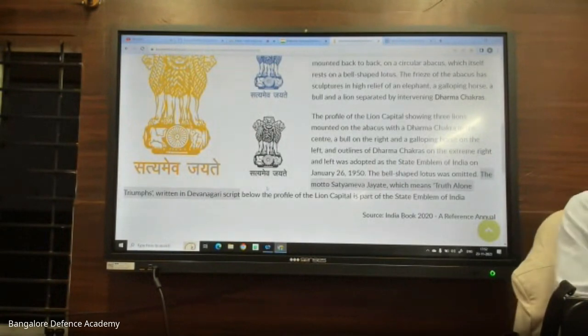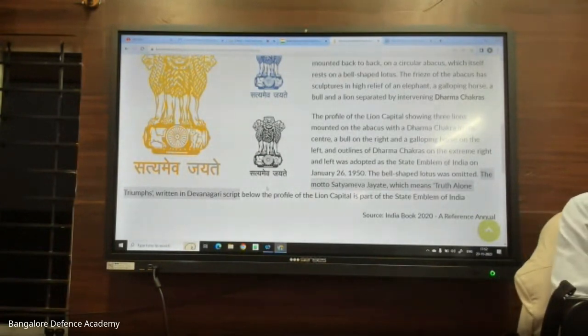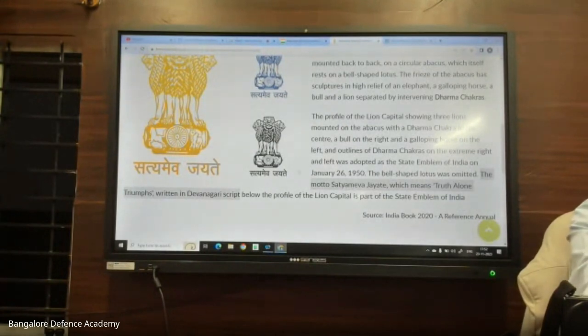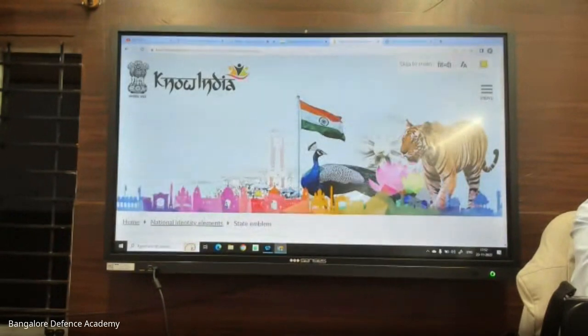Mysore is famous for Mysore Palace or Mysore silk, Surat silk, Kanjivaram silk, Banaras silk, right? We will see this in geography: what is eri, muga, mulberry, earthworms and silkworms, and how these silks are produced. Okay, so national emblem is done.